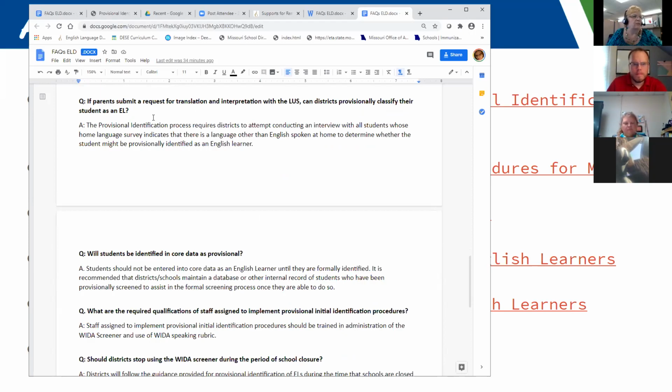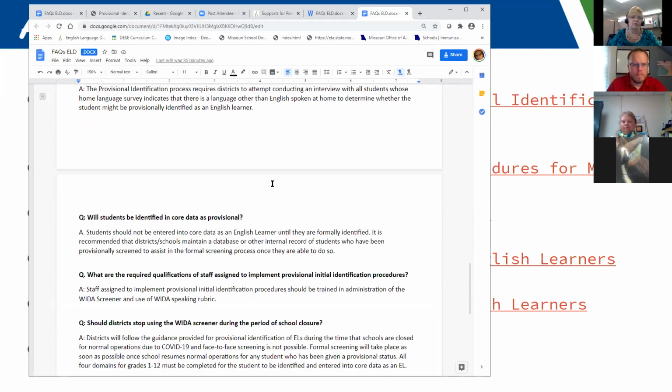Next question, if a parent submits a request for translation and interpretation with the language use survey, does that mean that we can just go ahead and classify them as a non-English speaker and forego the screener? And no, parents and students may have different abilities, so you still have to give that screener or the provisional screener.